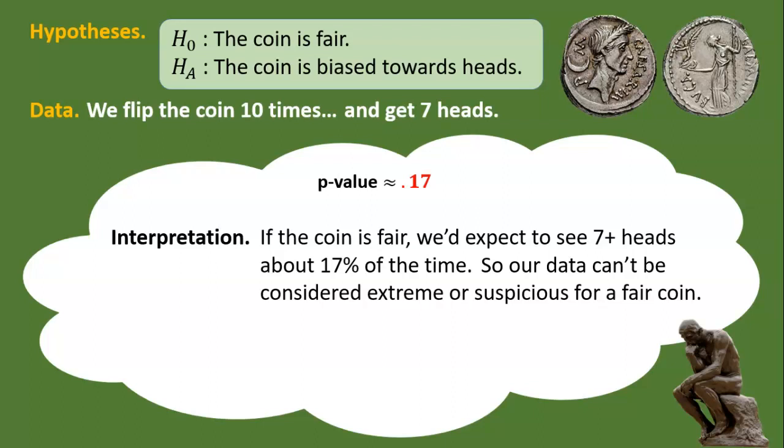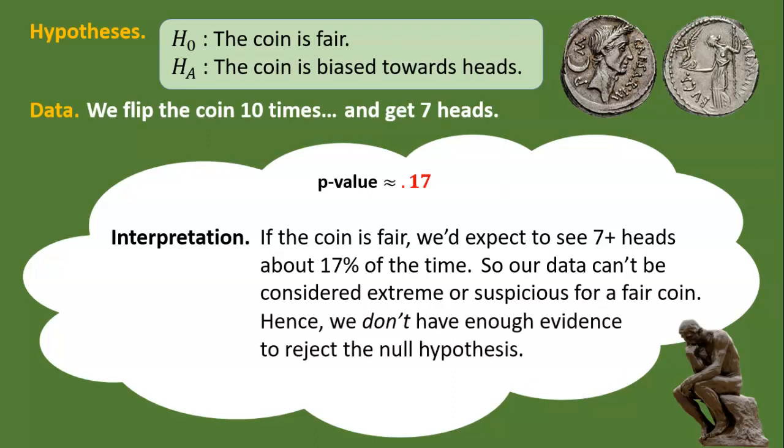What we've seen is no rarer than rolling a 6 on a die. Hence, we don't have enough evidence to reject the null hypothesis. Note the language here. We haven't declared the null hypothesis to be correct. We've just failed to reject it.